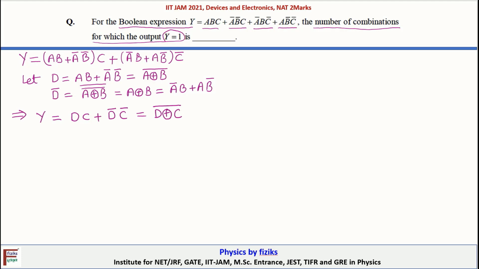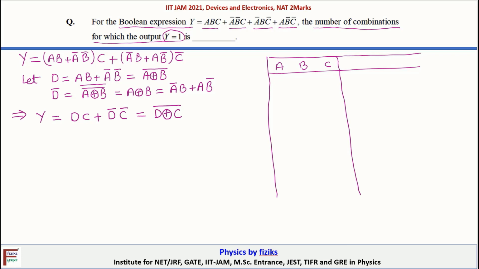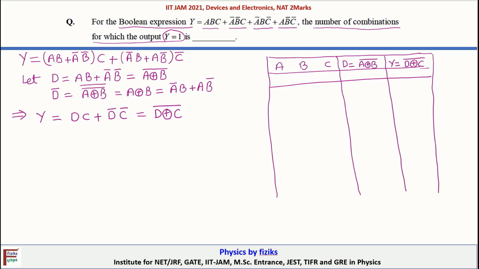Now we have to write the truth table. Take this as A, this is B, and this is C. And let's write D as A XNOR B combination. And then we have to write Y. So Y is D XNOR C. So this is the combination. Now we will write the different combinations.